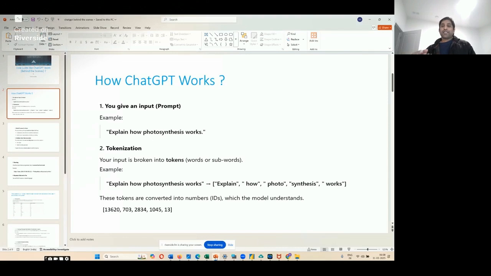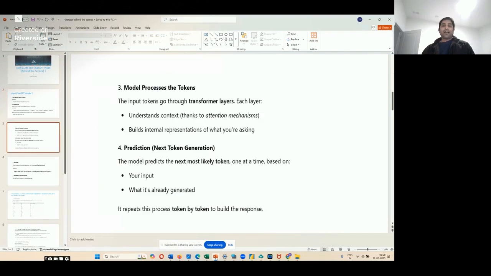Like your input, "explain how photosynthesis works," they are converted into numbers like 136207032834104510413. After that, the model processes the tokens. The input tokens go through transformer layers. The transformer is an architecture in this LLM. It understands context thanks to the attention mechanisms, and it tries to understand the context of what you are asking. After that, it builds internal representations of what you are asking.